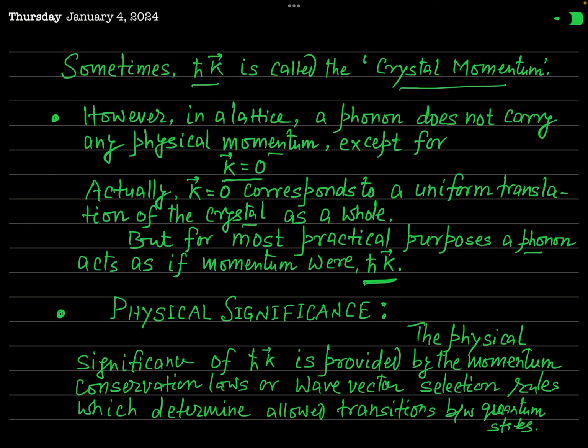But now we will see how we can give the physical evidence of this momentum, why it is needed, and why we have to consider that momentum is associated with phonon. So now let us see its physical significance. The physical significance of this momentum h bar k is provided by the momentum conservation laws or the wave vector selection rules, which determine the allowed transitions between the quantum states.